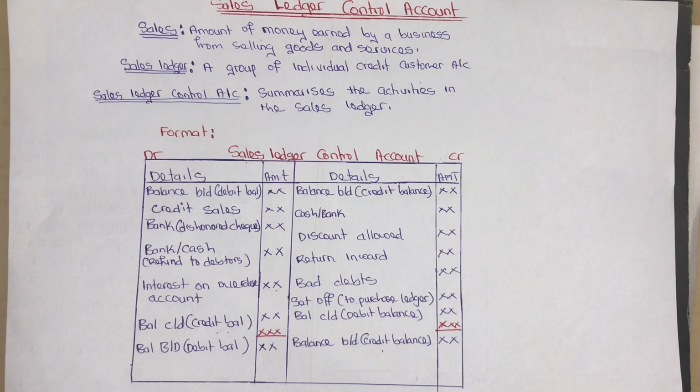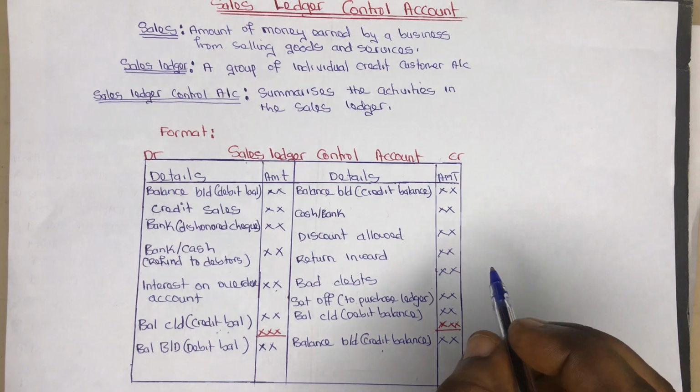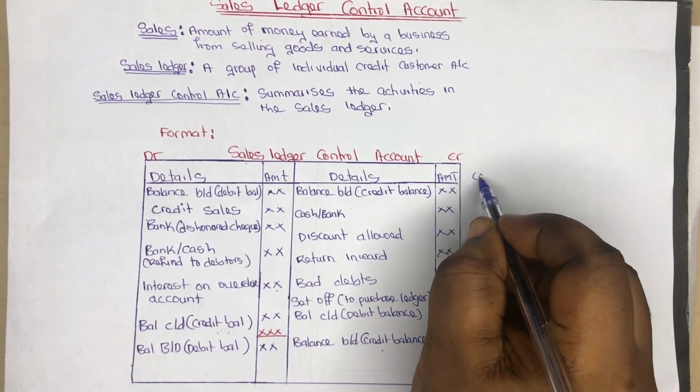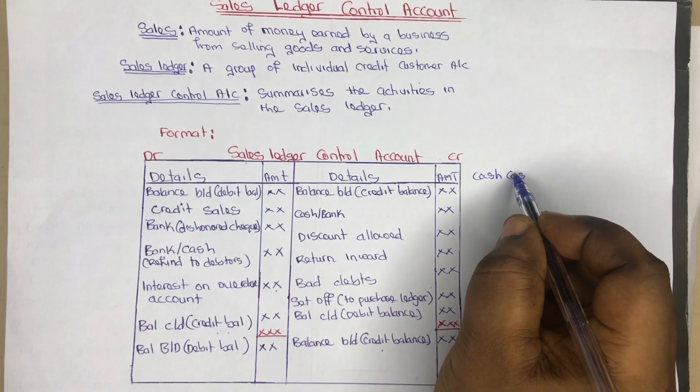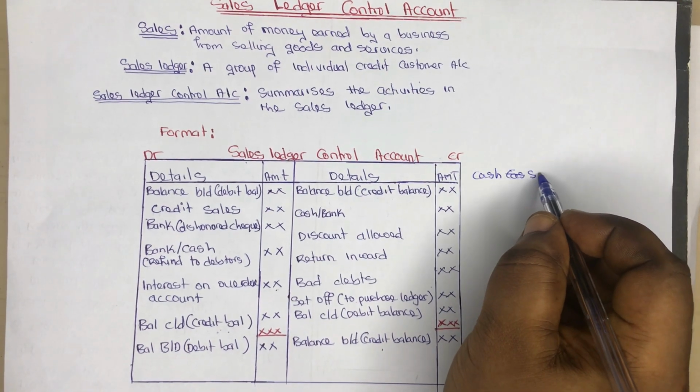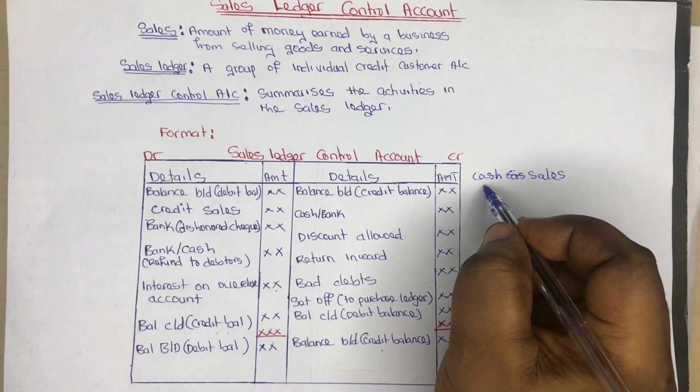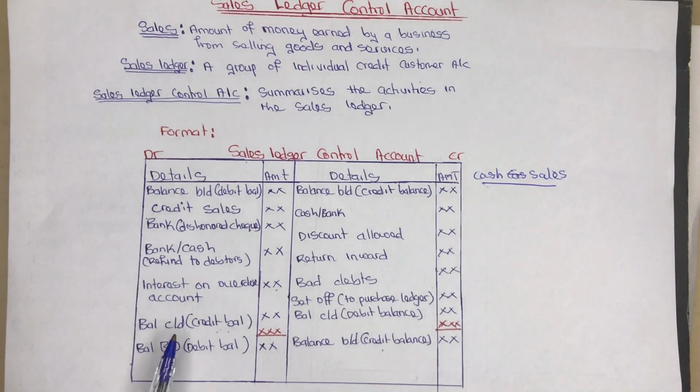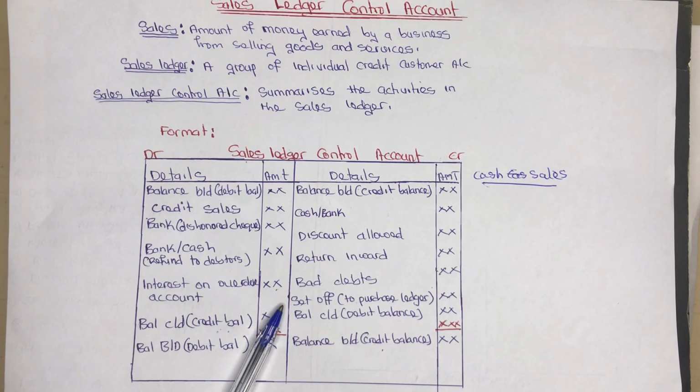So there are some items that are not supposed to be in the sales ledger control account. The first one is cash sales. This cash sales is not supposed to be in the sales ledger control account because it is already recorded in the cash book. So you are not supposed to take it in the sales ledger control account.